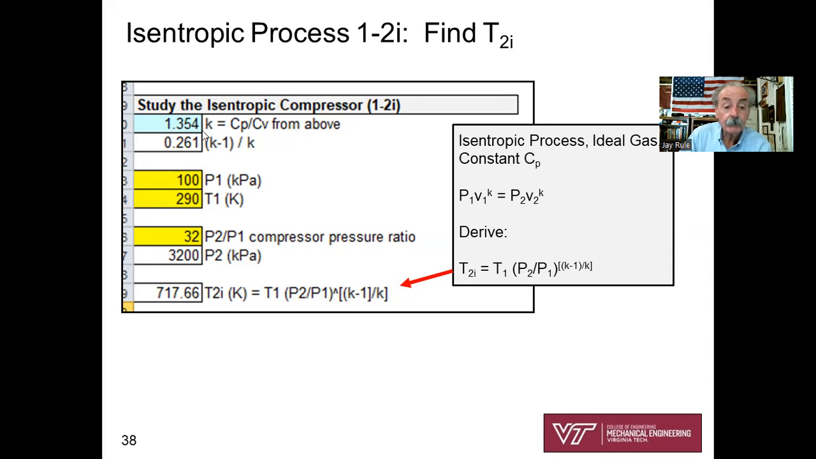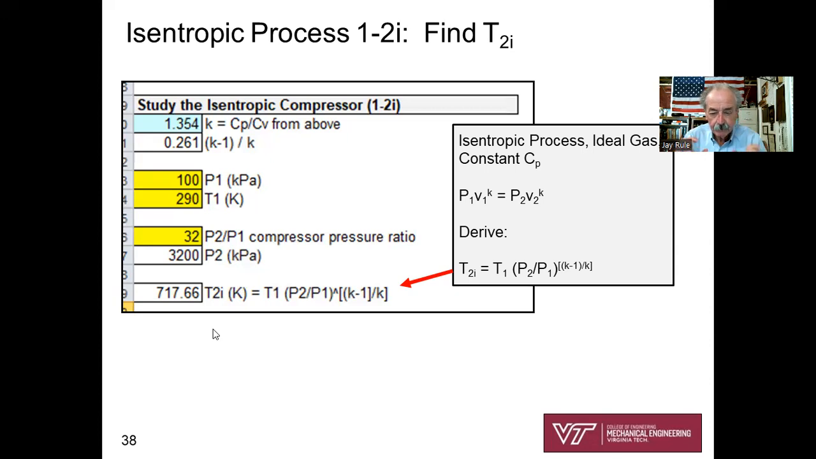Okay, and so here we go back to our numbers. We wrote down K. In my work, I like to go ahead and calculate the quantity K minus 1 over K, which is 0.261, and I write that down rather than having to do this on my calculator every single time. Here's my initial pressure, 100 kPa, initial temperature, 290, the pressure ratio given, 32, and so T2 isentropic is 717.7 degrees K. Okay, we've got T2i.